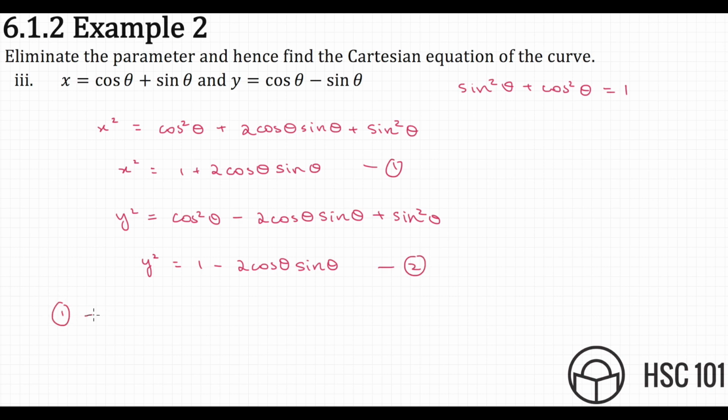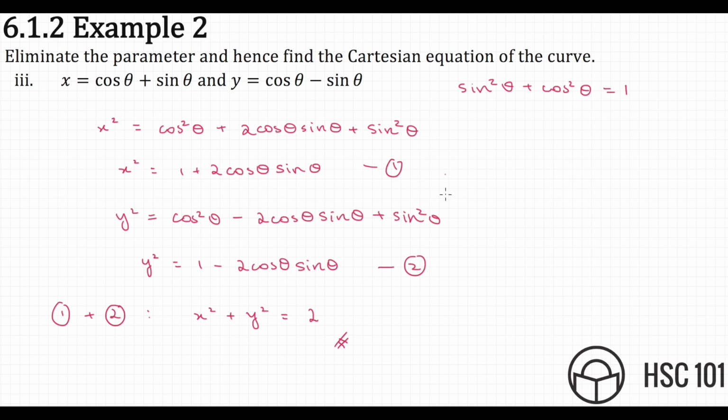So if I take equation 1 plus equation 2, x squared plus y squared on the left is equal to 1 plus 1, which is 2 on the right, and then the positive 2 cosine theta sine theta plus the negative 2 cosine theta sine theta, these two will cancel off perfectly, and that's going to leave us with a Cartesian equation, x squared plus y squared equals 2. Okay, and you can see obviously here that we don't have any more thetas in it, so that's a job well done. So this is essentially one way of getting through the problem.